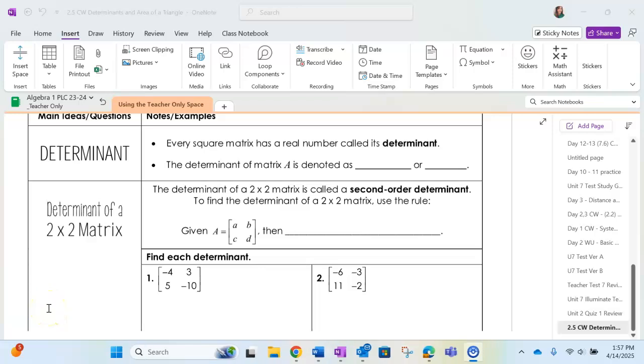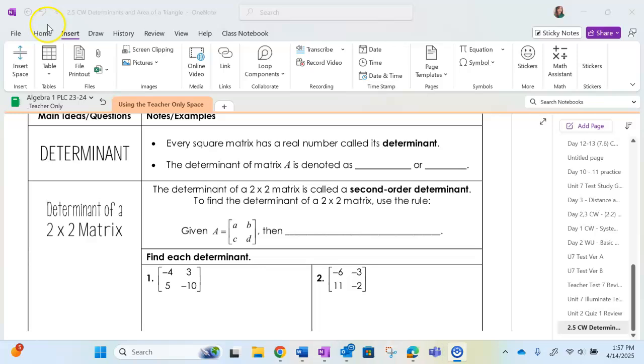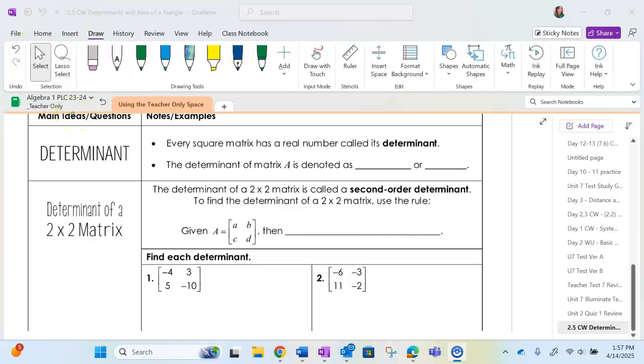All right, this is day 8 of Unit 2, matrices. Today we are going to be talking about the determinant and how we calculate it. You will use this to help you find inverses. You will use this to help you solve.